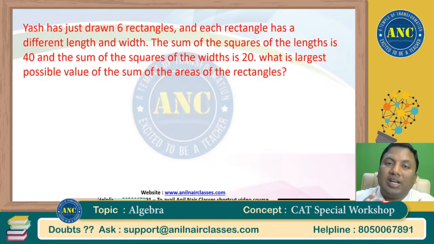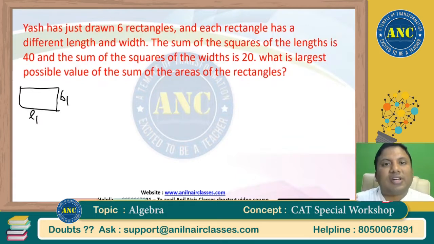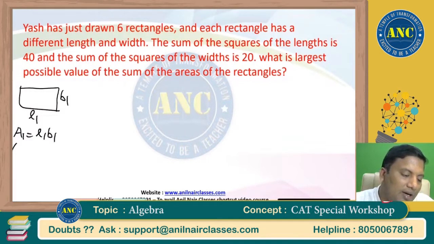Next question. This question is a word-based problem. First, we will convert each and every sentence into a mathematical expression and we will solve it. Yash has just drawn 6 rectangles. Each rectangle will have a length as well as the breadth. So, length let me call it L1 for first rectangle, B1 for first rectangle. L1 is the length of the rectangle, B1 is the breadth of the rectangle. A1 is nothing but L1 into B1. A2 is nothing but L2 into B2. Like that 6 rectangles are there. It is nothing but L6 and B6.